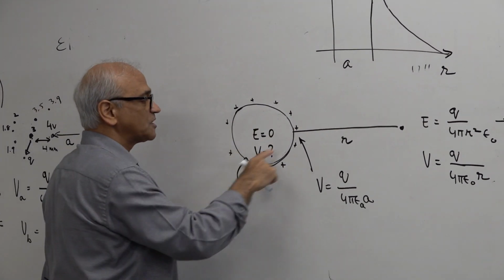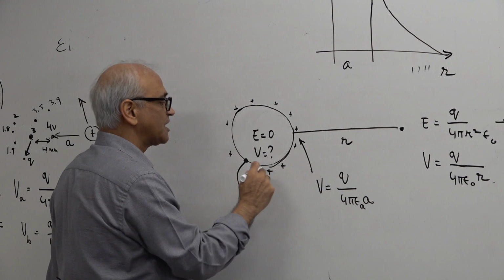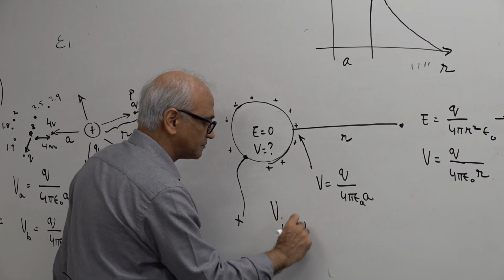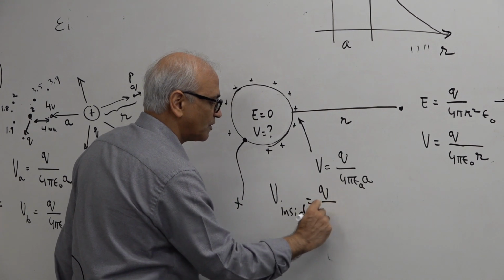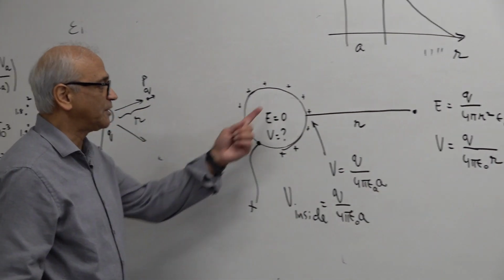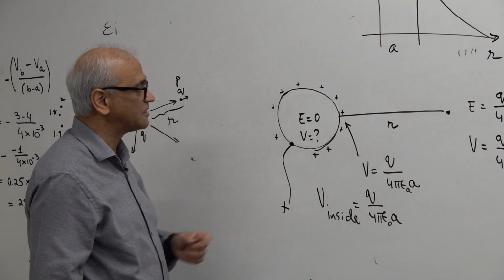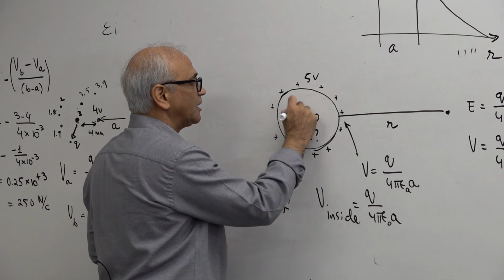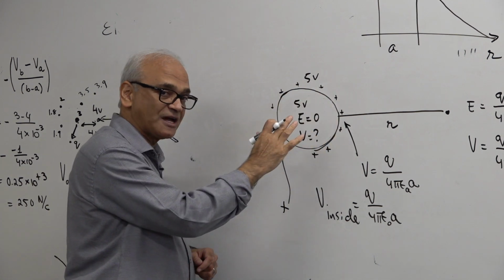Turns out potential inside is not 0. Potential inside would be Q over 4 pi epsilon naught a. The same potential. And because there is no potential difference, your electric field will be 0. So if I put 5 volts over here, it will be 5 volts everywhere inside.